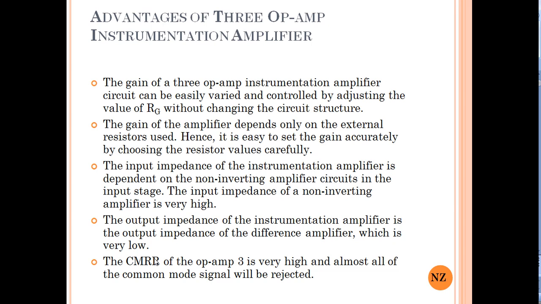Here the next advantage is that the CMRR, the common mode rejection ratio, of a 3 op-amp instrumentation amplifier is very high, and almost all of the common mode signals will be rejected, since we are using a difference amplifier, correct? Whenever a signal is in common mode, it will reject most of it. That is why we are making use of a difference amplifier, so it offers a very high CMRR value.